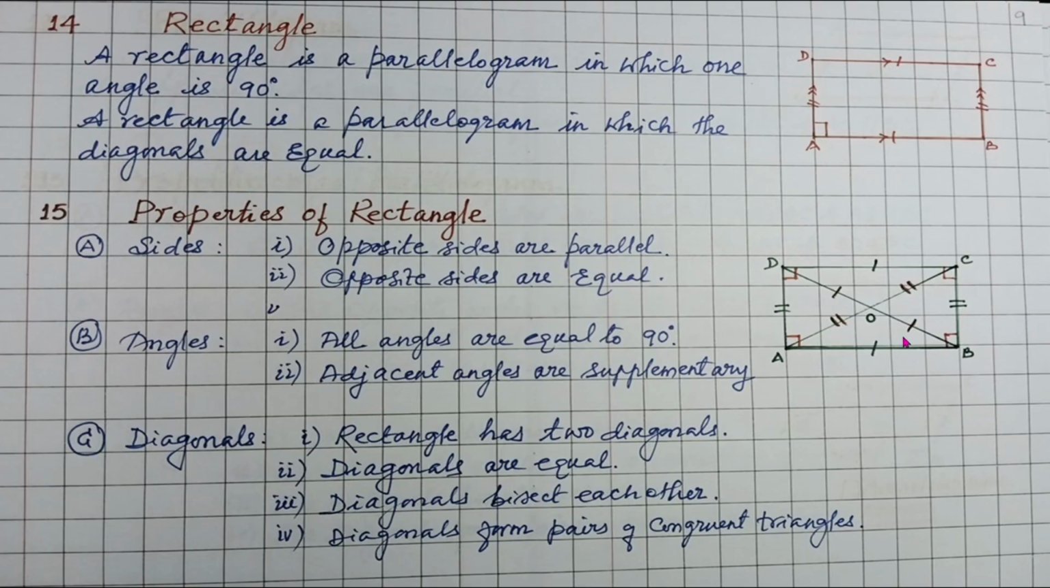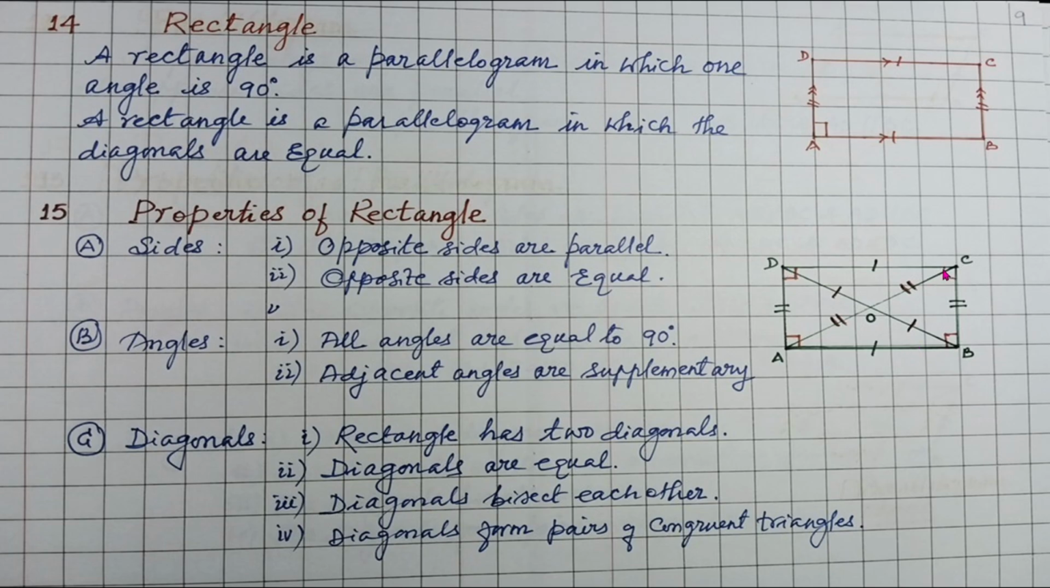That means angle A plus angle B is 180, B plus C is 180, C plus D is 180, angle D plus angle A is also 180. Again the properties of parallelogram are applicable here. Now the diagonals of a rectangle. Now rectangle has two diagonals. Now we remember this, diagonals are equal.